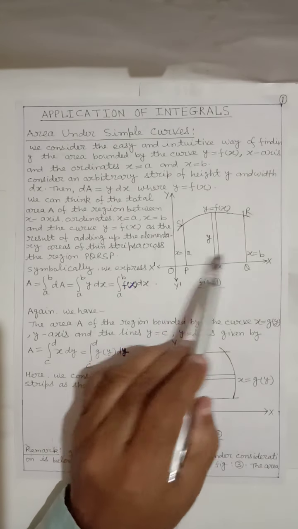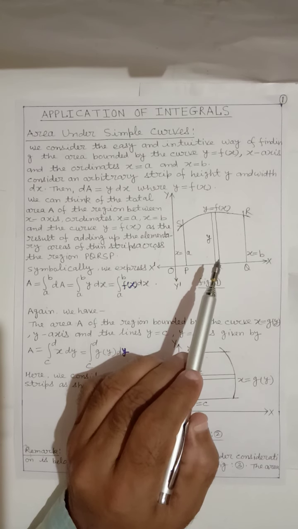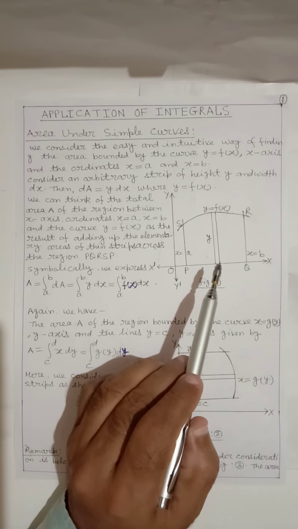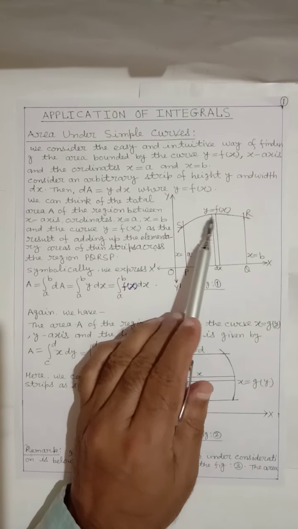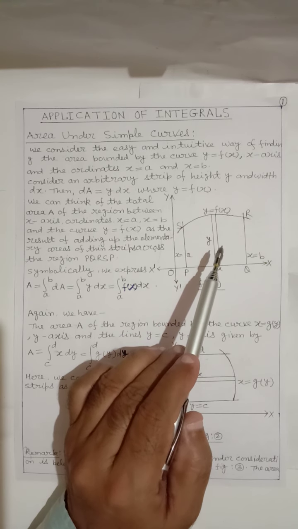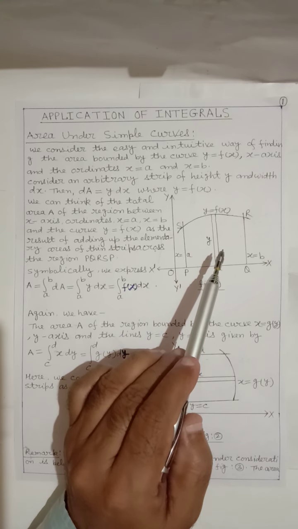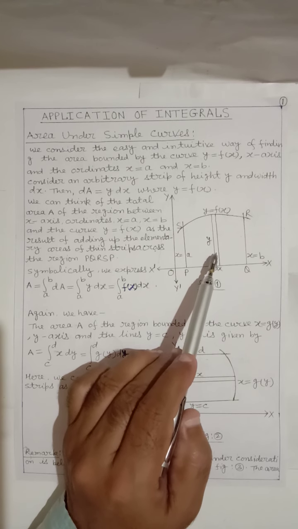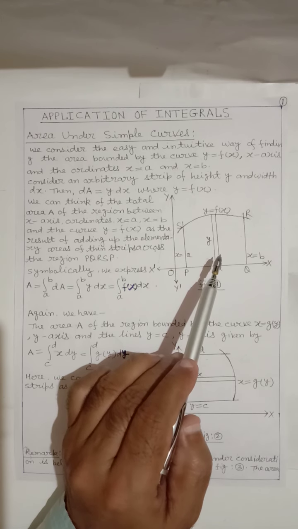From figure 1, we can think of the area under the curve y equal to f(x) as composed of a large number of very thin vertical strips. Consider an arbitrary strip of height y, this is y, and width dx.